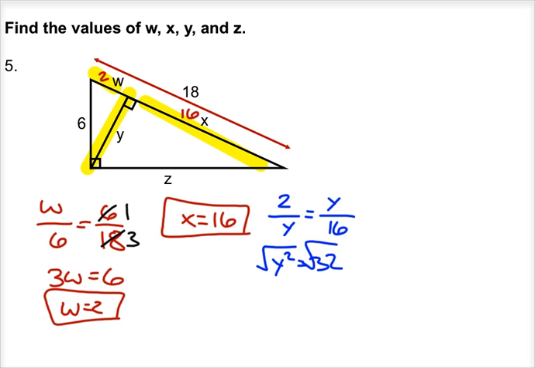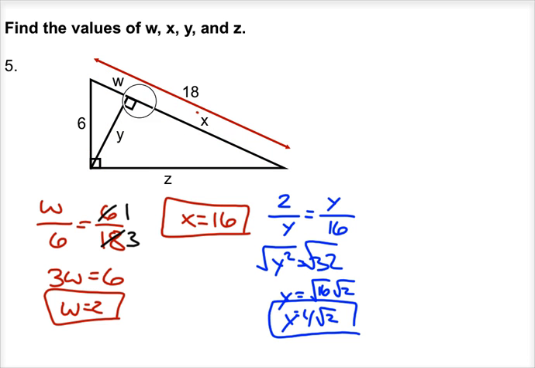Take the square root. I can split the square root of 32 into the square root of 16 and the square root of 2. I know the square root of 16 is 4. And the square root of 2 I have to leave. So now I know y as well. Well, how am I going to get z? Well, I know z is the geometric mean between x and 18, and we know that x is actually 16.